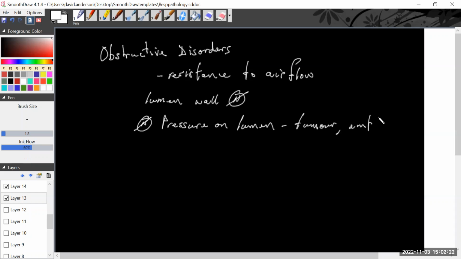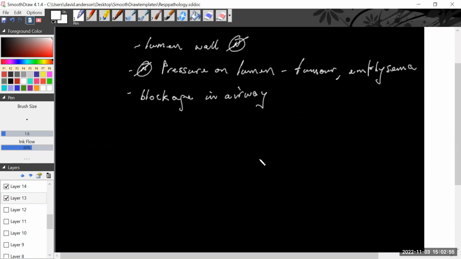We'll see it in emphysema. We're going to talk about emphysema. We don't talk about cancers in 301. You're going to talk about those in 401. Or there is an actual blockage in the airway. And that might be from aspiration, like we talked about before the break, or from a lot of excessive secretions, which we'll see happens in asthma in particular. And we're going to start by talking about asthma.